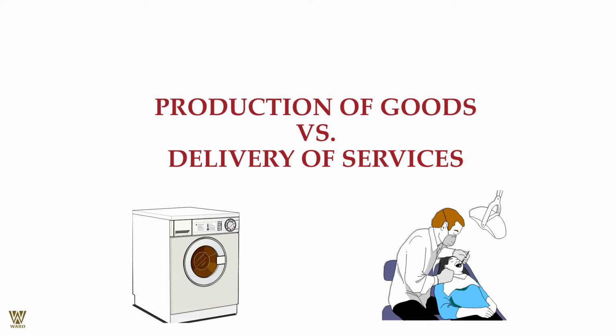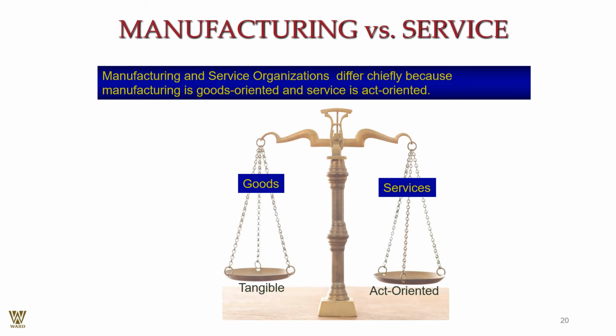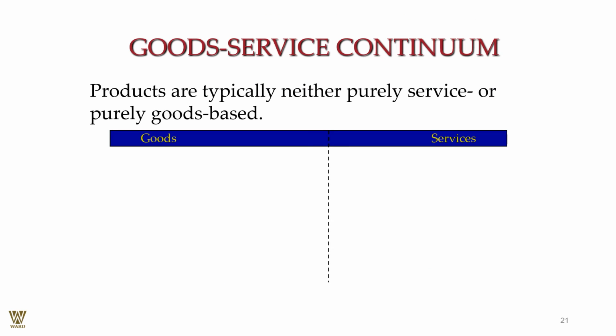What are the finer nuances between goods and services? Let's look into it. Manufacturing and service organizations differ chiefly because manufacturing is goods oriented and service is act oriented. Remember, goods can be stored, services cannot be. Goods are tangible, services are intangible. Services can be experienced as a one-off event altogether. Goods can be experienced n number of times, and almost similar experiences can be guaranteed. So, the goods-service continuum goes around it.